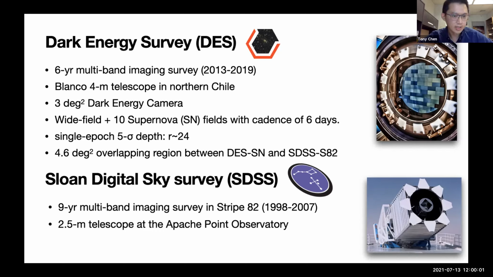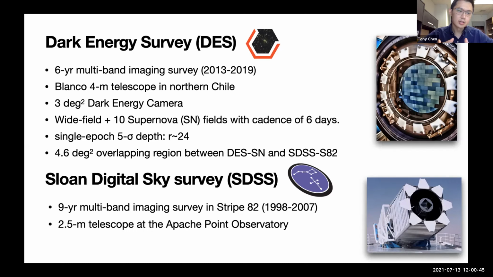The DES consists of two surveys. One is the wide field survey, and the other one is the high cadence supernova survey. We mainly use the supernova survey to form our light curves. The cadence in the supernova fields is around 1 week, 6 days, which is very good for composing light curves. The typical single epoch depth of DES is around R band 24, which is very deep compared with other surveys.